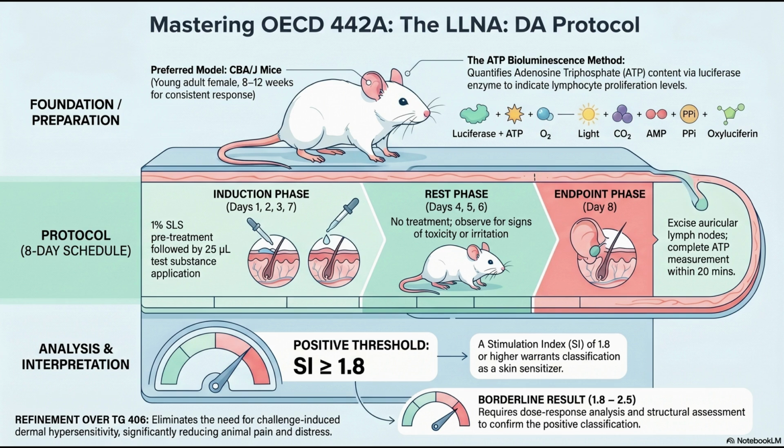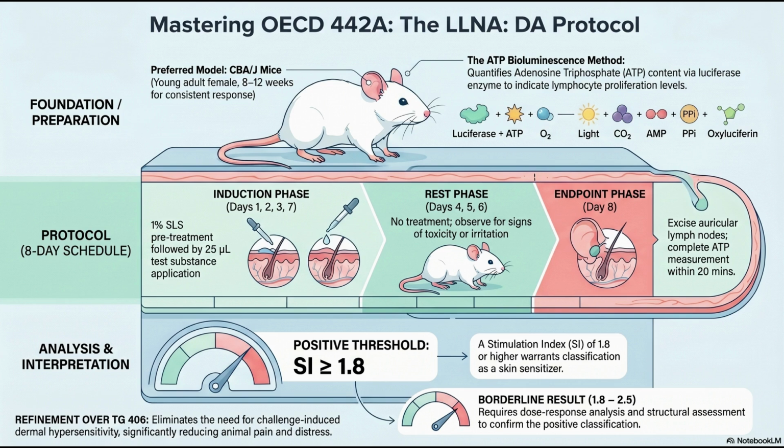Right, and you have to understand why we do that. The stratum corneum, which is the outermost layer of the skin, is a formidable barrier. It's literally designed to keep foreign substances out. Now, SLS is a surfactant, like what you'd find in soap. So painting the ear with 1% SLS disrupts the lipid bilayer of that stratum corneum. It essentially dissolves some of the protective oils and denatures surface proteins. So it subtly compromises the barrier to ensure the test chemical actually penetrates down into the living tissue below rather than just sitting harmlessly on the surface.